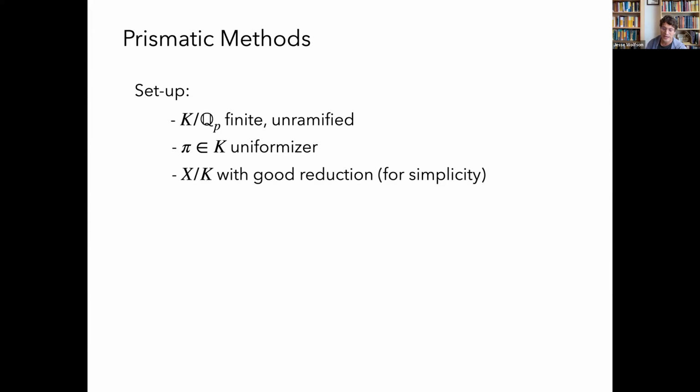And I'm going to assume it has good reduction, which again means that, maybe after clearing denominators in the polynomials that define my variety, I get some nice variety or some scheme over the ring of integers in this field. And if I reduce that polynomial mod P, then it stays smooth, right? That's sort of the basic idea of good reduction.